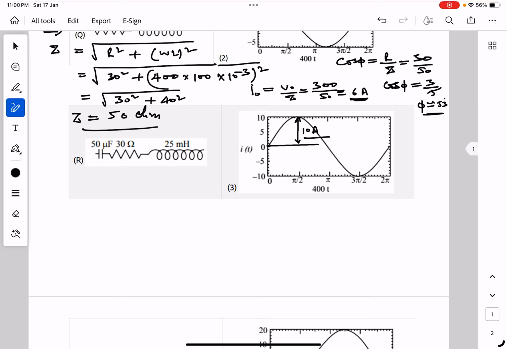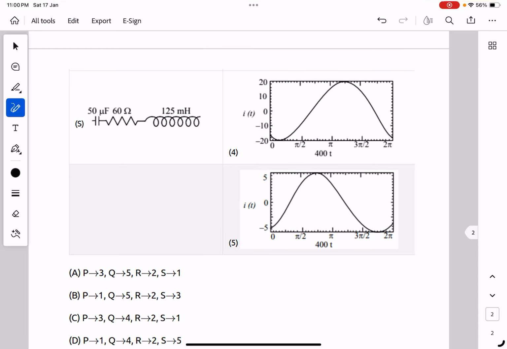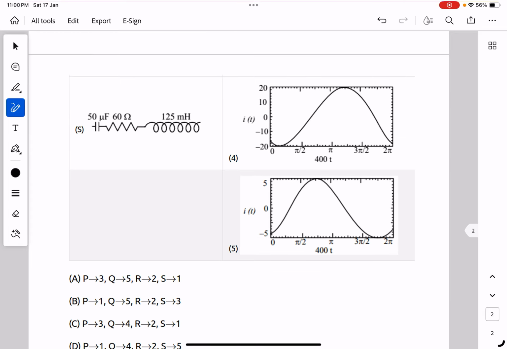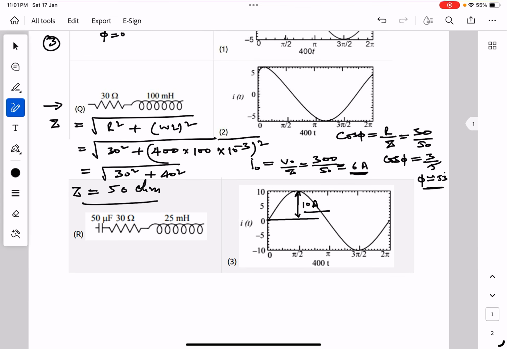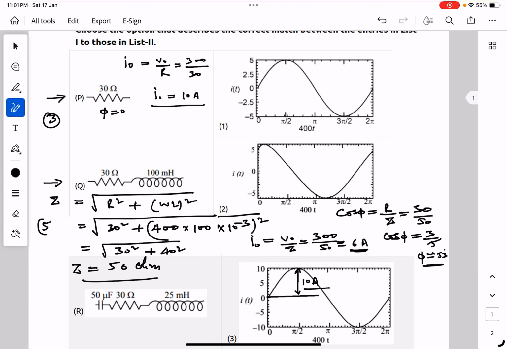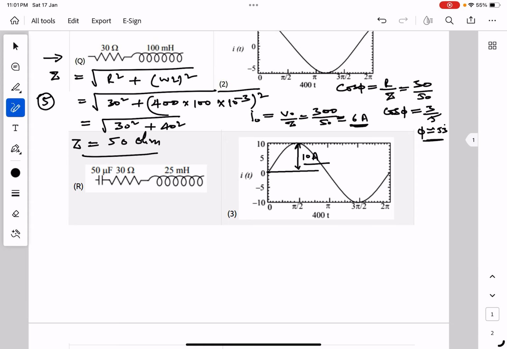So let us find out the correct match. In this case, the amplitude of current is 6 ampere and current lags the voltage. So this is the correct match, number 5. Let us take up the next one.